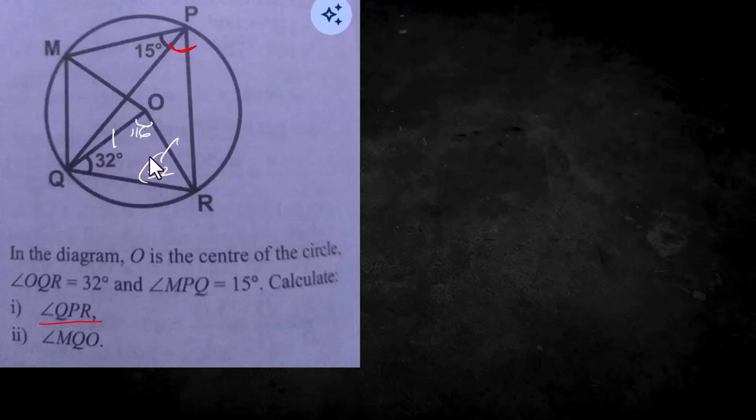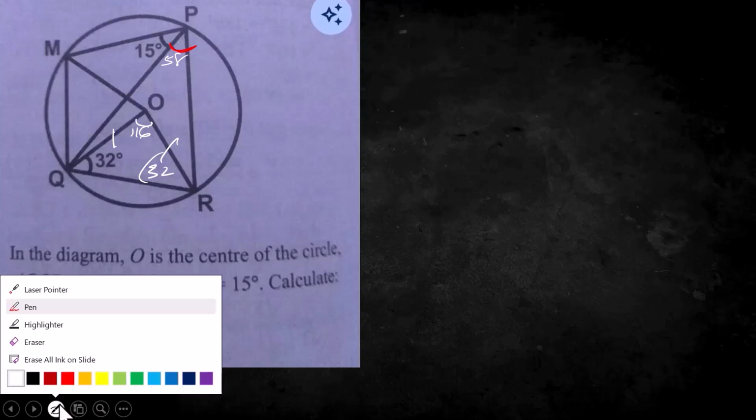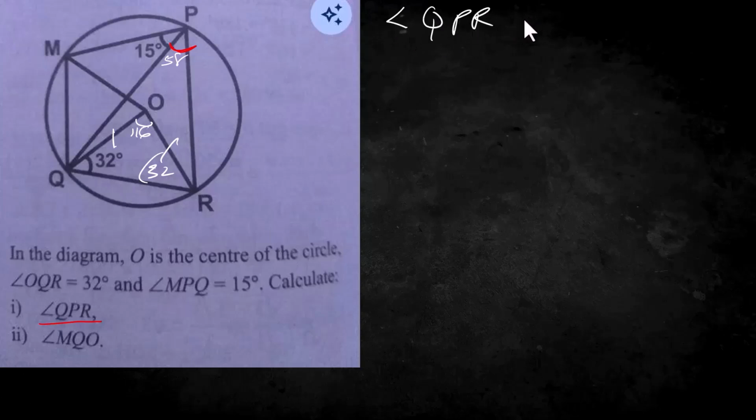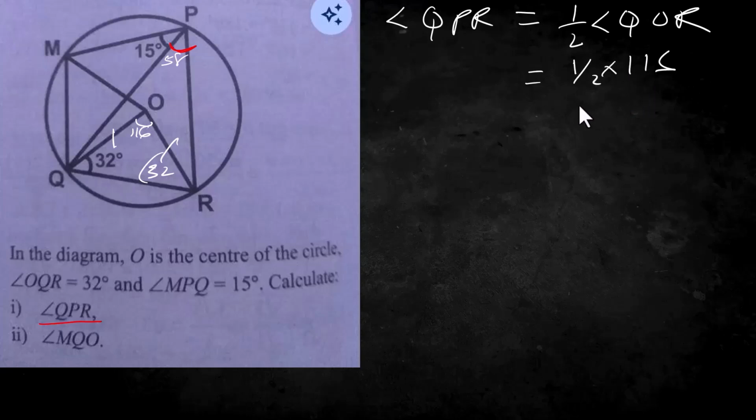So 180 minus 64 gives 116. So half of this side will be this side, so this side will be 58. To find angle QPR, angle QPR is half of angle QOR. Now angle QOR is 116, so QPR is 58.